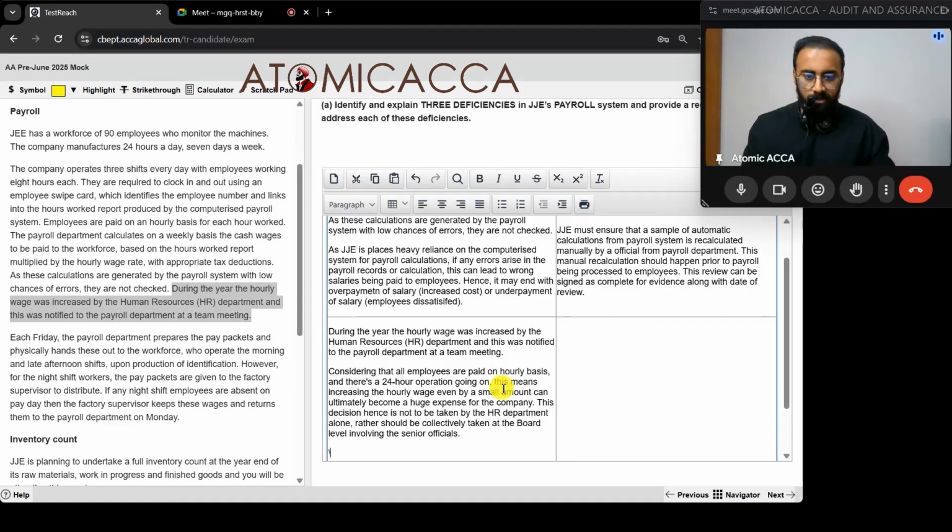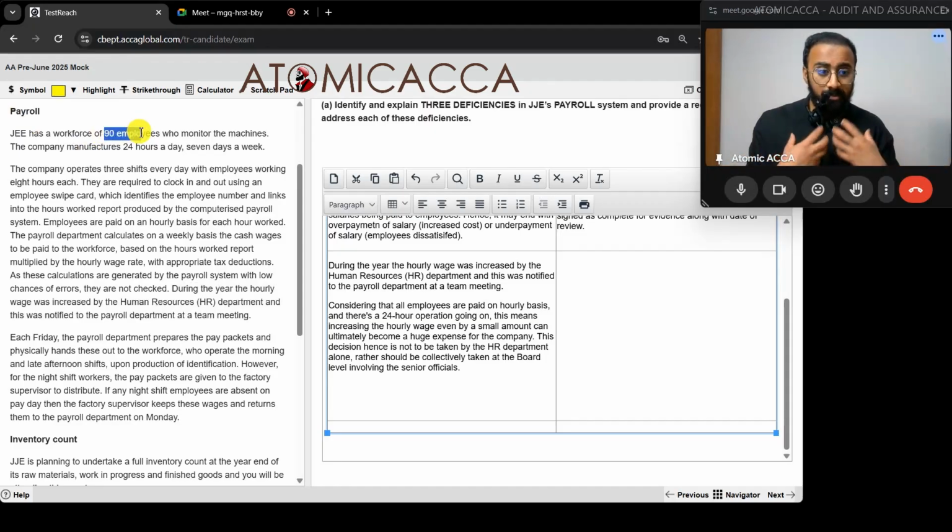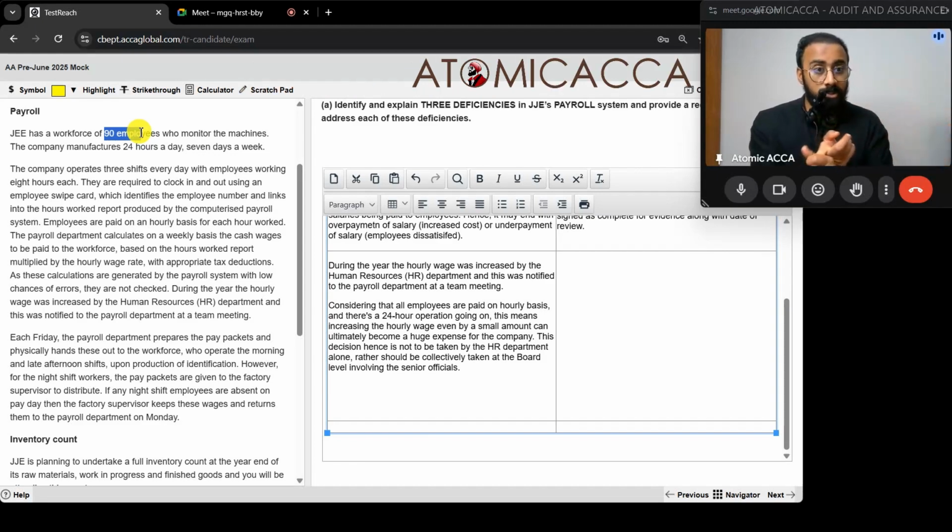Involving senior officials. So what happens if they are taking up this role is there is a lack of proper understanding of their job roles. Secondly, they could make some fictitious entries as well. For example, if HR knows someone personally from these 90 employees, there are chances that the HR department is a little biased towards them, and they try to increase the hourly wages so they get the money. But this will cause huge expenses for the company. So that is the main problem over here.